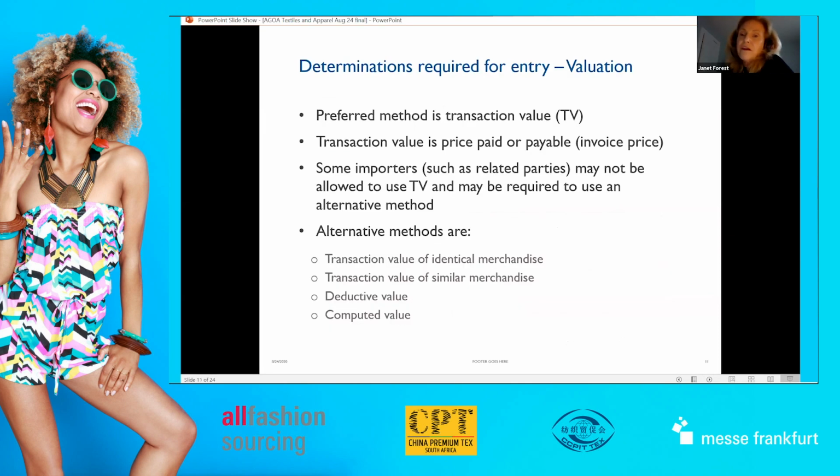Now we're going to get to valuation. The preferred method is transaction value, and this will generally be the invoice price. Legally, it's the price paid or payable for export to the United States. But generally, that will be invoice price.